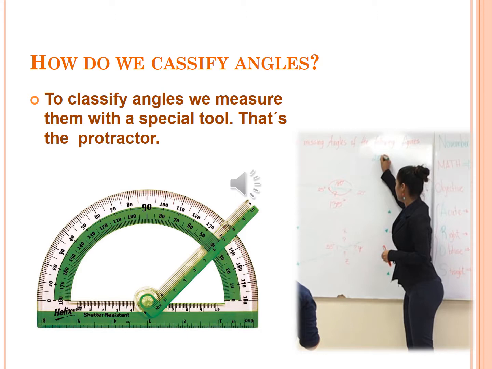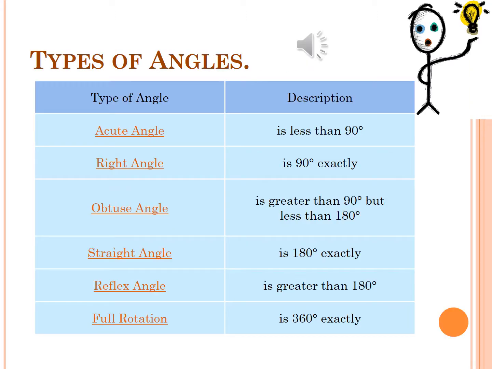Now that we know what an angle is, we are going to learn how to classify angles. To classify angles, we measure them with a special tool. That's the protractor. Once we use a protractor to measure the angles, we can classify them.